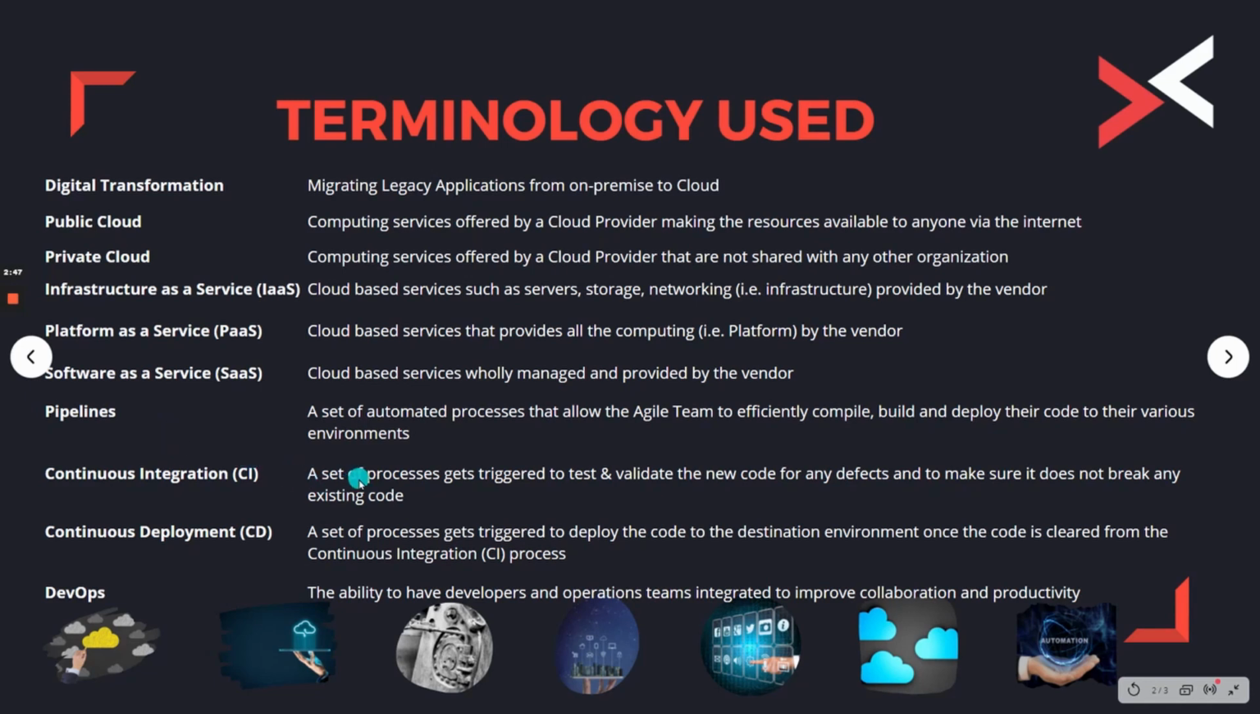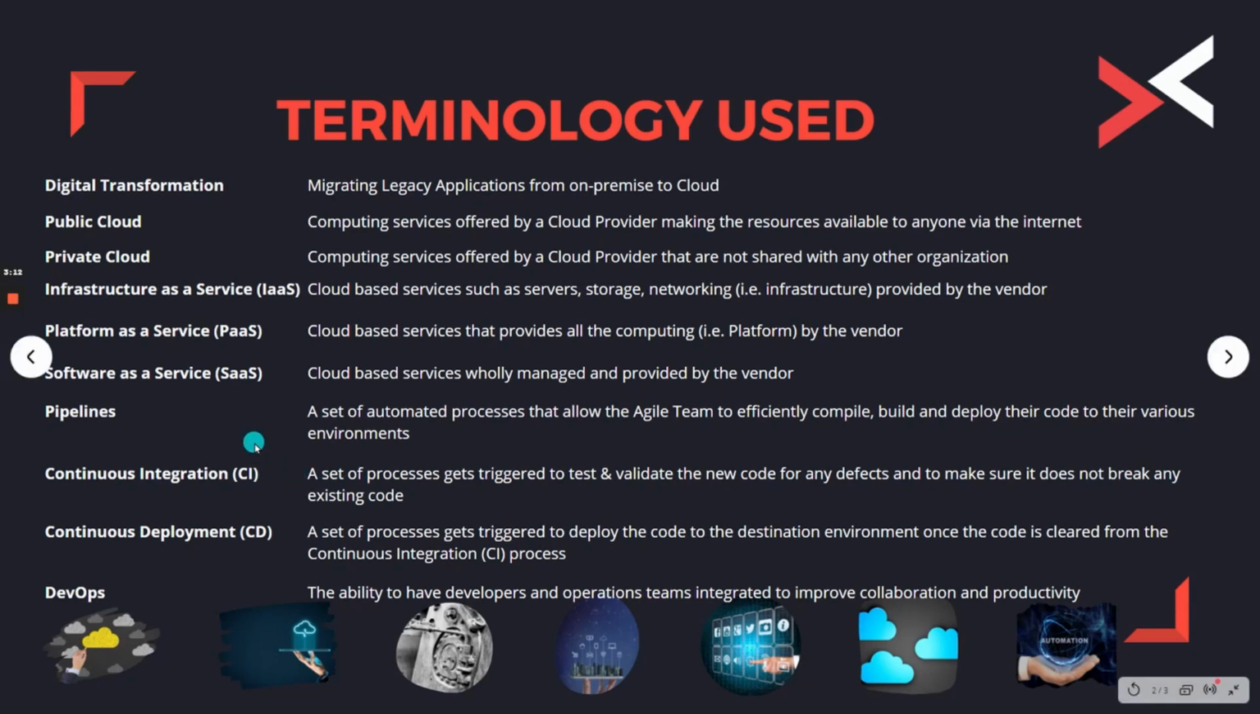Pipelines, a set of automated processes that allows the Agile team or the Scrum team to have a way of developing some code, testing it, making sure there are no issues, no defects. And then if everything goes through all the security, vulnerability testing, it gets deployed to the environment. And the environment could be dev, could be QA, could be UAT, etc.